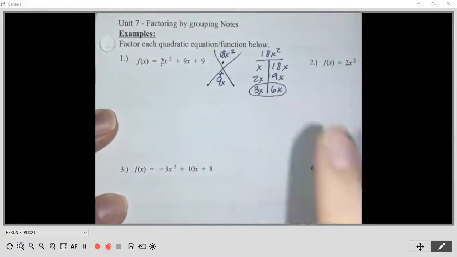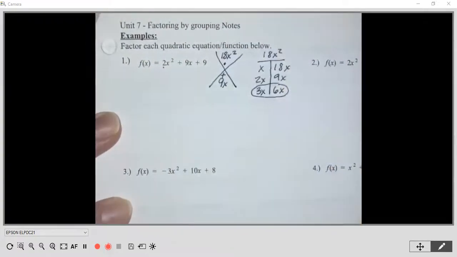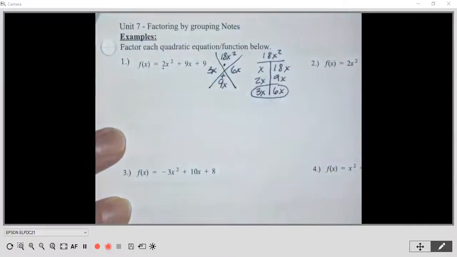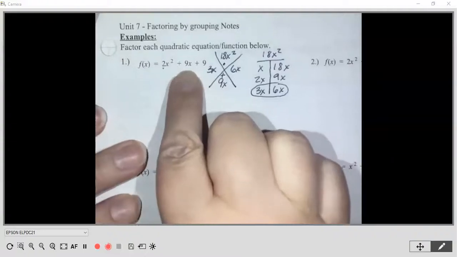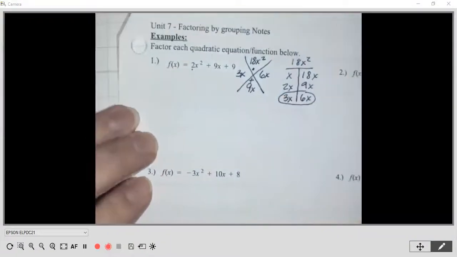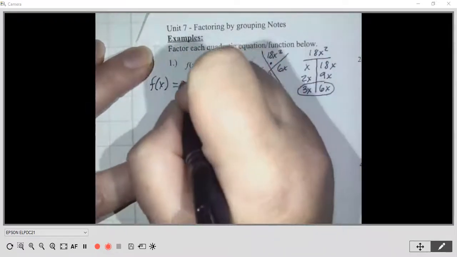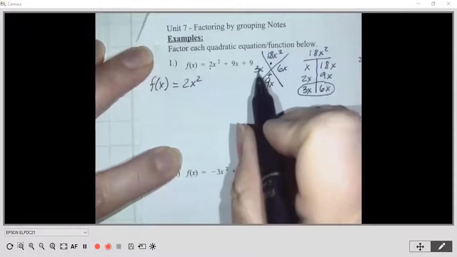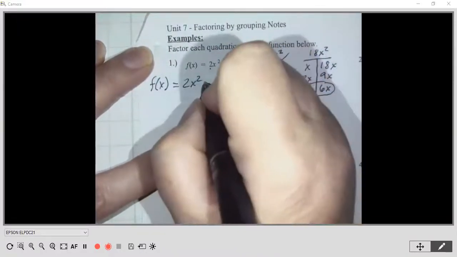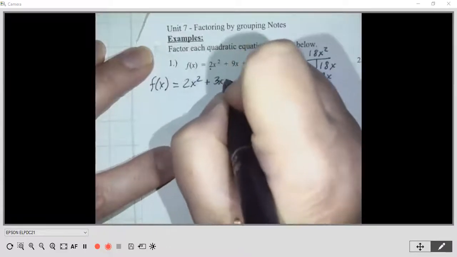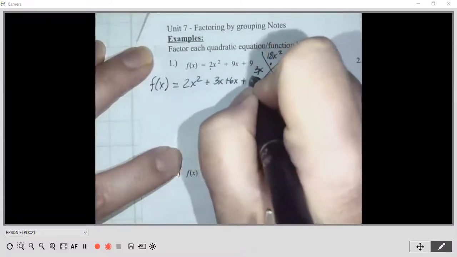Good. The 3x and the 6x. So those go on the left and right side of our x. So 3x and 6x. And it doesn't matter which one you put left or right. So then we're going to take that middle term, the 9x, and we're going to break it up into 3x plus 6x. So we're rewriting our trinomial as f of x equals 2x squared plus 3x, which is coming from here, plus 6x, which is coming from here. And then bring down the plus 9.